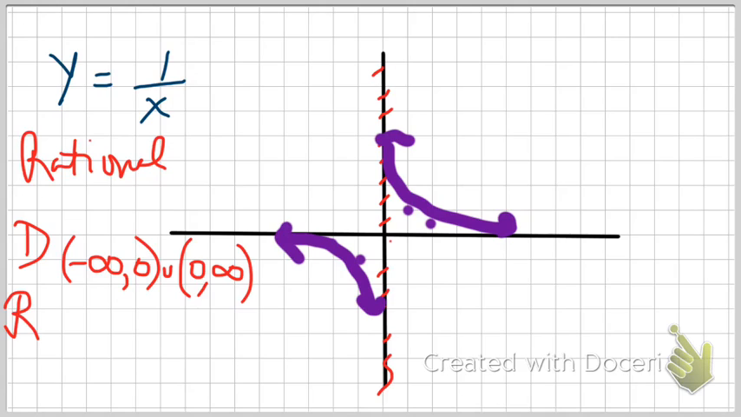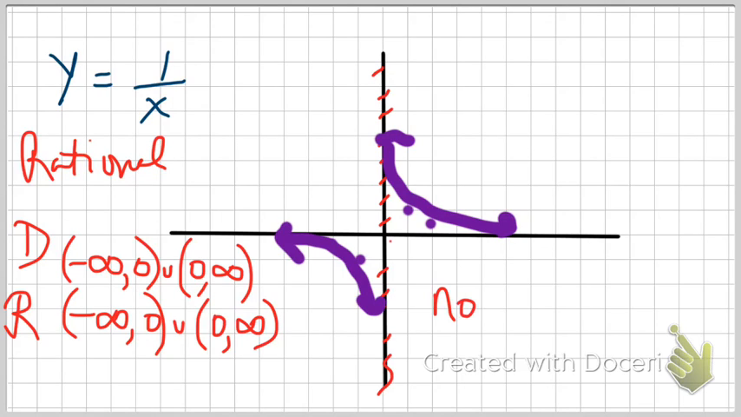And the range happens to be the same thing. How low does he go? To negative infinity, up to 0, stop, start again. Everything from 0 to infinity. It appears I don't have any x or y intercept. That's what I wanted to tell you about your parent functions.